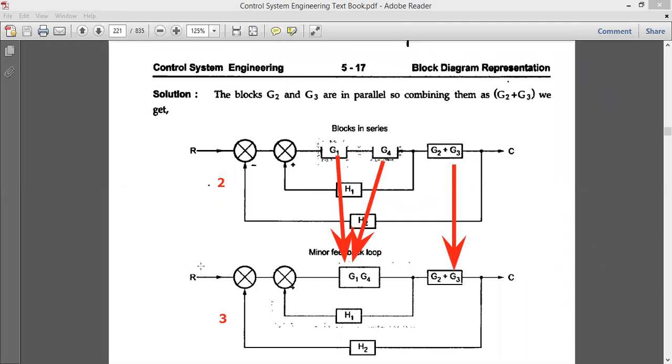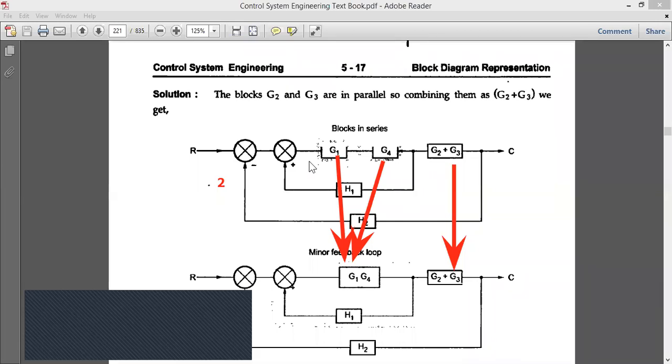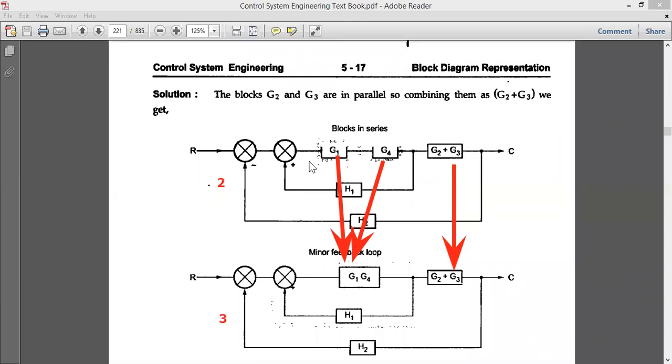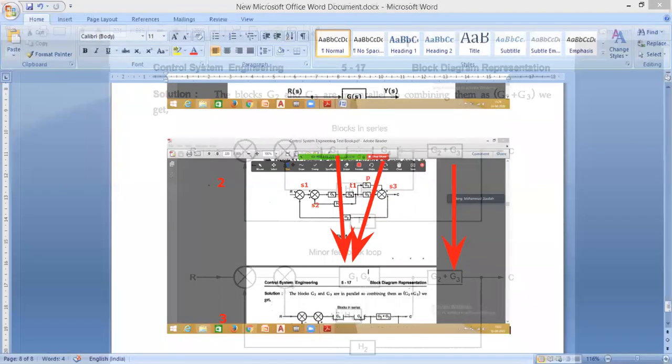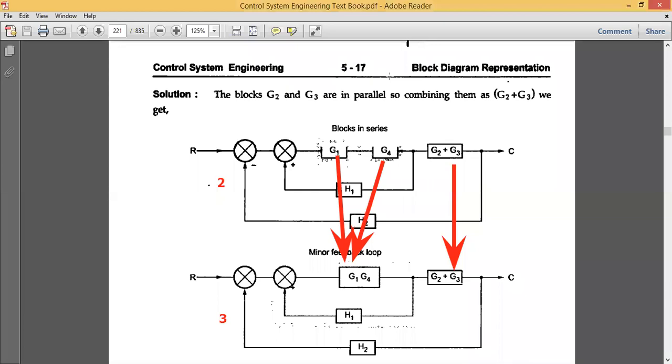So in this way, for every block diagram, you should go for applying the reduction rules one after another, starting from the first rule. Apply the first rule, write the new diagram. In this way you can solve each block. Then I will just make it clear. Now go for the next.